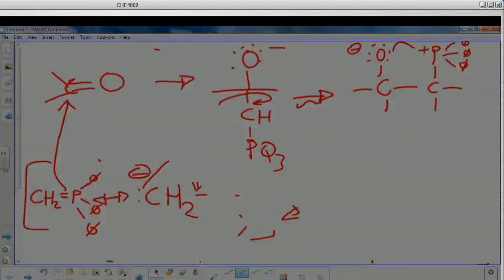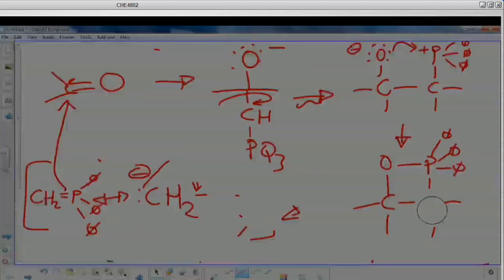Phosphorus has got a high affinity for oxygen. I hope you have written it. That's why it attacks the oxygen, and then we are forming what we call an oxaphosphacyclobutane. You don't have to know that name, but it's just a cyclic compound.